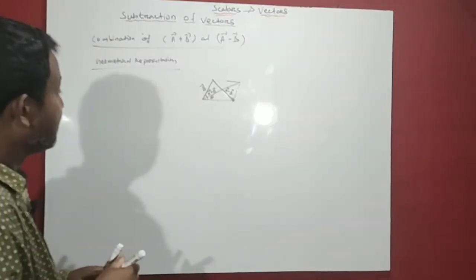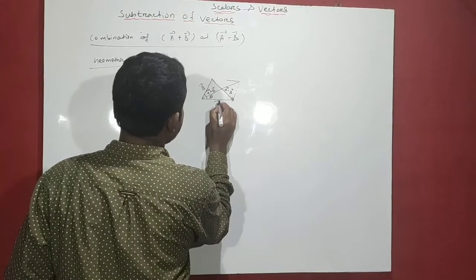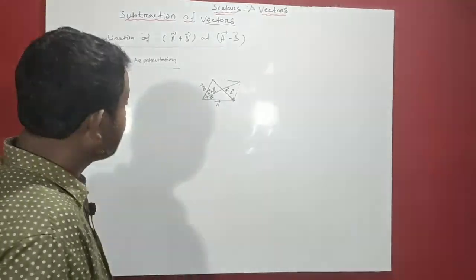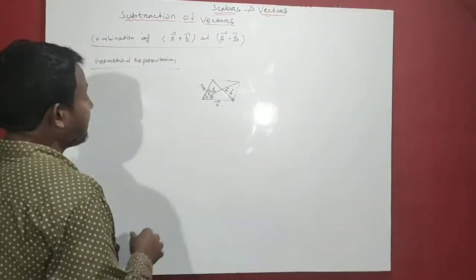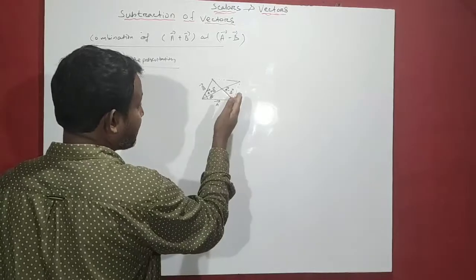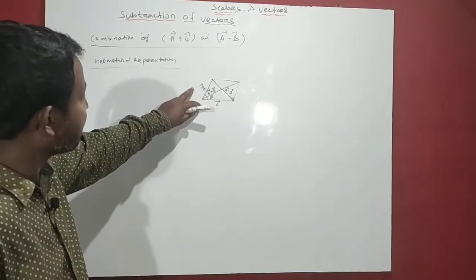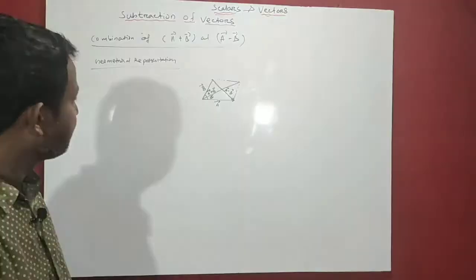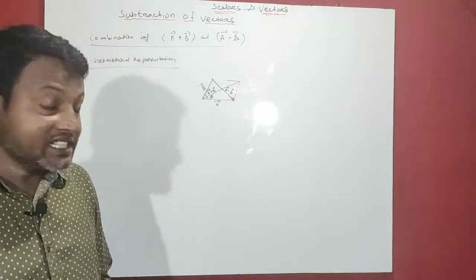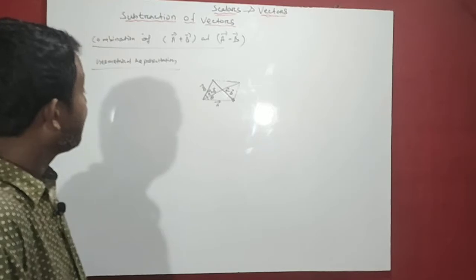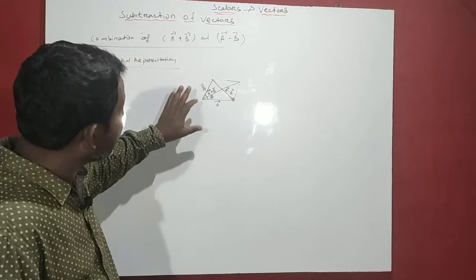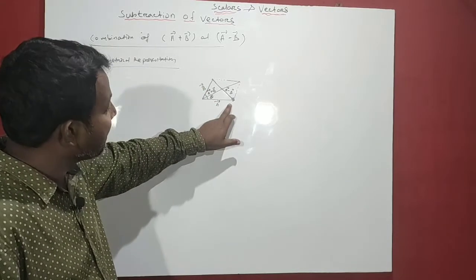That means if two vectors A and B are represented by the two adjacent sides of a parallelogram, then their resultant is represented by the diagonal of that parallelogram which passes through the intersecting point of A and B, and their difference A minus B is represented by the other diagonal of that parallelogram, starting from the head of B towards the head of A.